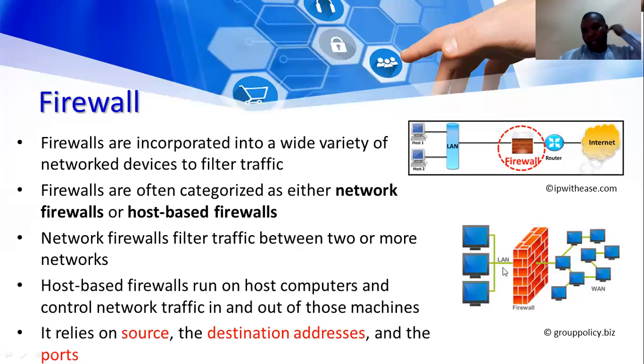Firewalls can be categorized in different ways. For example, you can categorize firewalls as network firewalls or host-based firewalls. Network firewalls try to filter traffic between two or more networks. Like in this case, this one tries to filter traffic between this wide area network and this local area network. Look at this one also, wide area network and local area network.